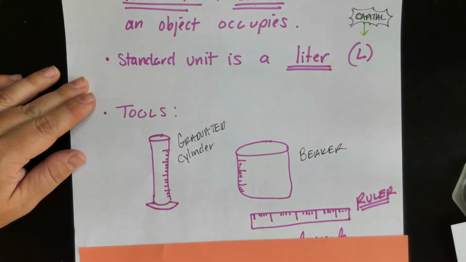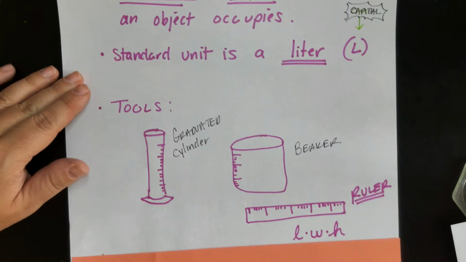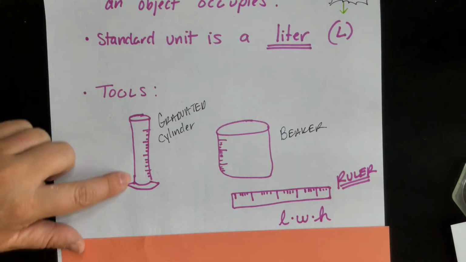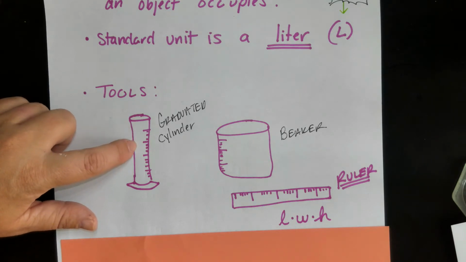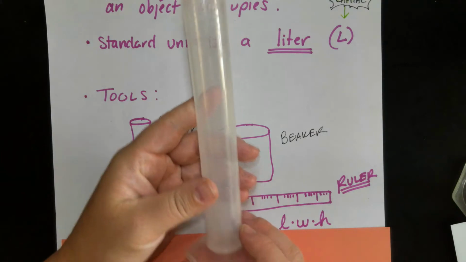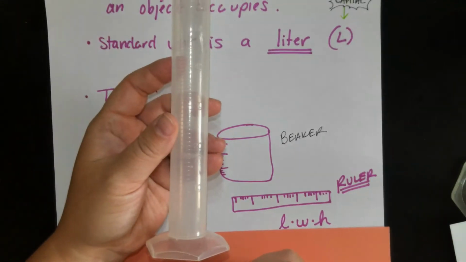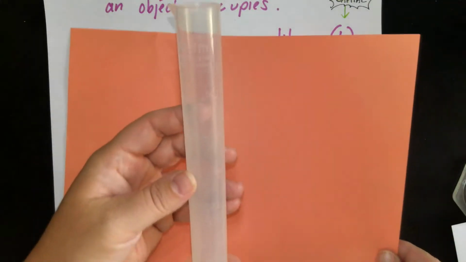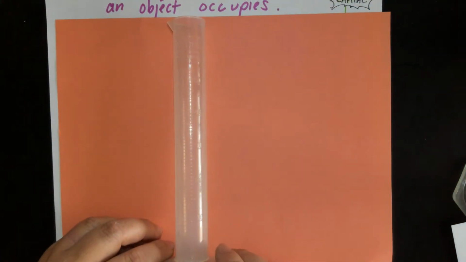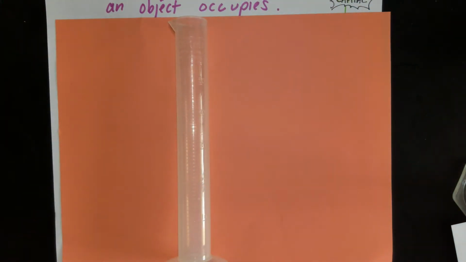Take a look here. Okay. We can have a graduated cylinder. Remember we talked in class, something is graduated when it has those measurement marks on it. Okay. So here's an example of a graduated cylinder from this class. I know my drawing isn't the best, so it doesn't look exactly like this. But we have something called a graduated cylinder.